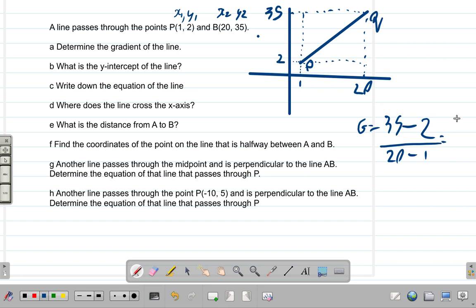So the gradient is what? This will be 33 divided by 19. Right, 33 over 19 is the gradient here. So we have 33 divided by 19.